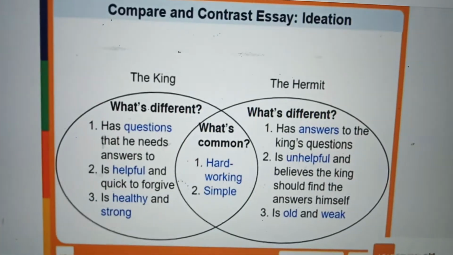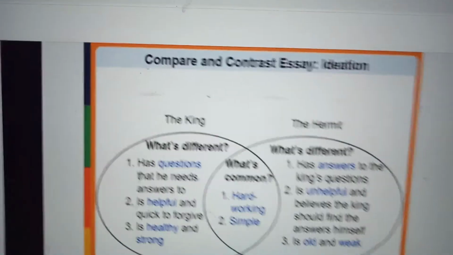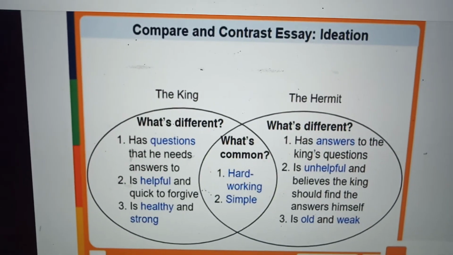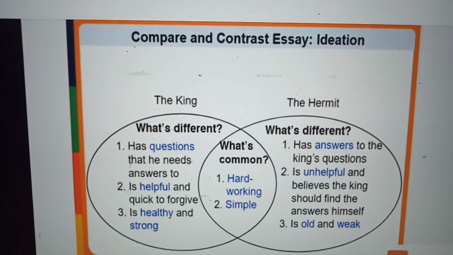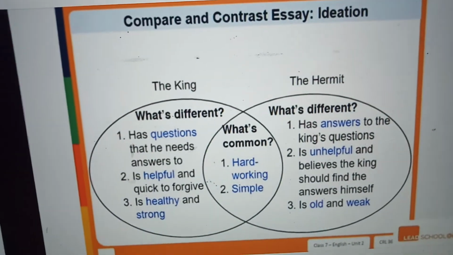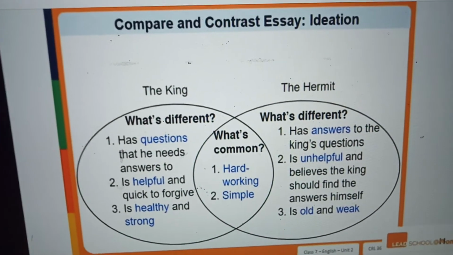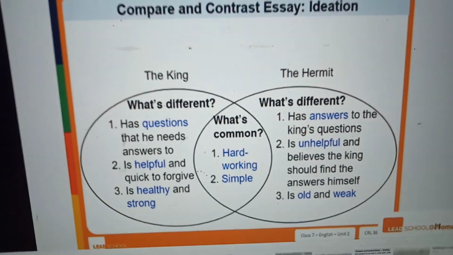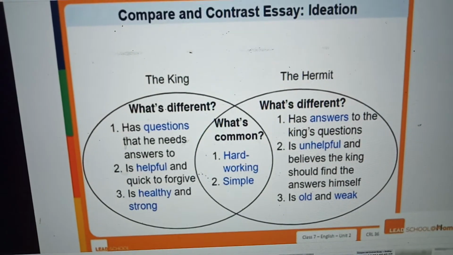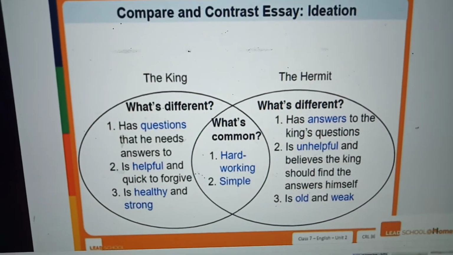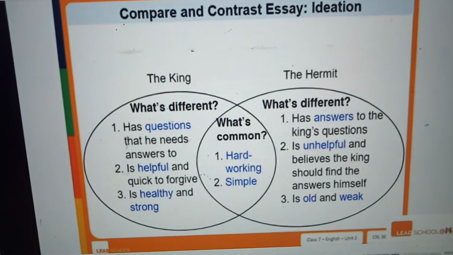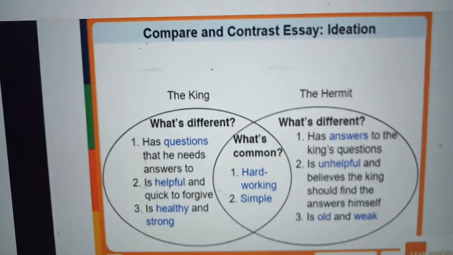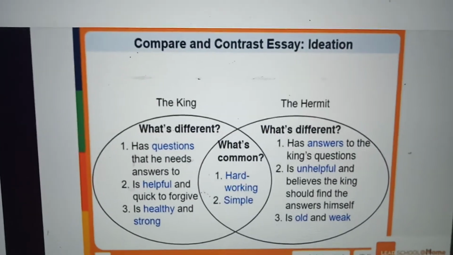Here again they are given in a Venn diagram. What is the difference? This is the difference between the king and the hermit. The story we read, I think you all remember the story. The king wanted to ask questions to the hermit, has a question that he needs the answers, helpful, quick to forgive, healthy and strong. That is the king. The hermit has answers to the questions, is unhelpful, believes the king should find the answer himself, is old and weak. Common thing is hardworking, simple. So like this you have to write.